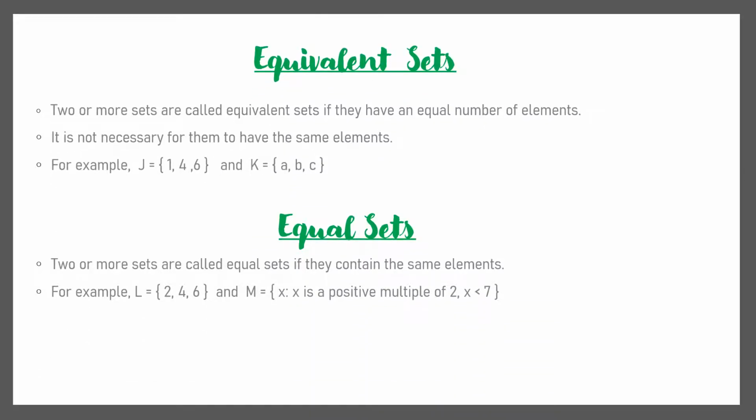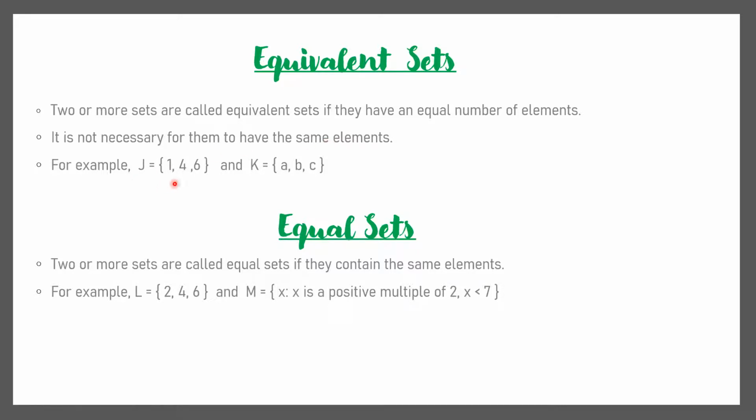Okay, so next one is equivalent sets. Two or more sets are called equivalent sets if they have an equal number of elements. Two sets having an equal number of elements are called equivalent sets. It is not necessary for them to have the same elements. It means that only the number of elements should be the same, not the elements themselves.